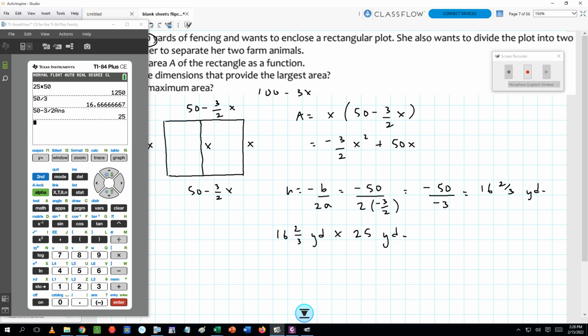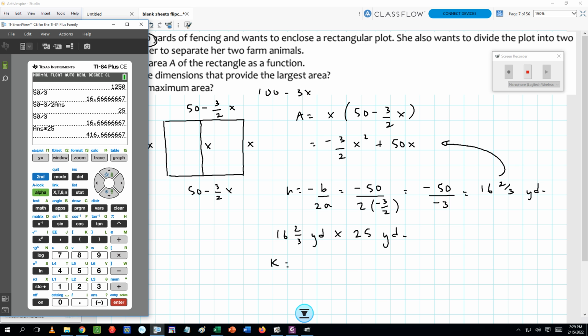Your maximum area is your k value. You can plug the 16 2/3 back into the function, or you can find the area the way you've always done it. So I'm going to take my 50 divided by 3 so that I get that exactly, and then I'm going to multiply that by 25. And I recognize that as 2/3 also. So 416 2/3 square yards. Have a nice day.